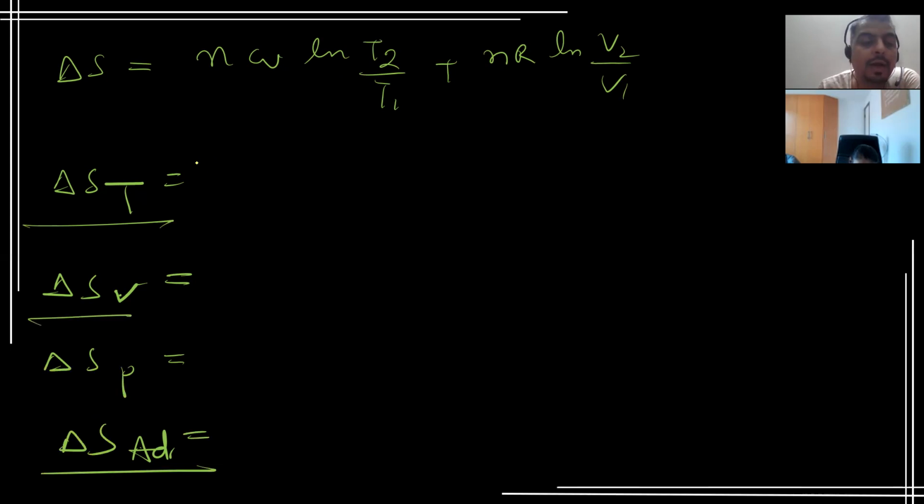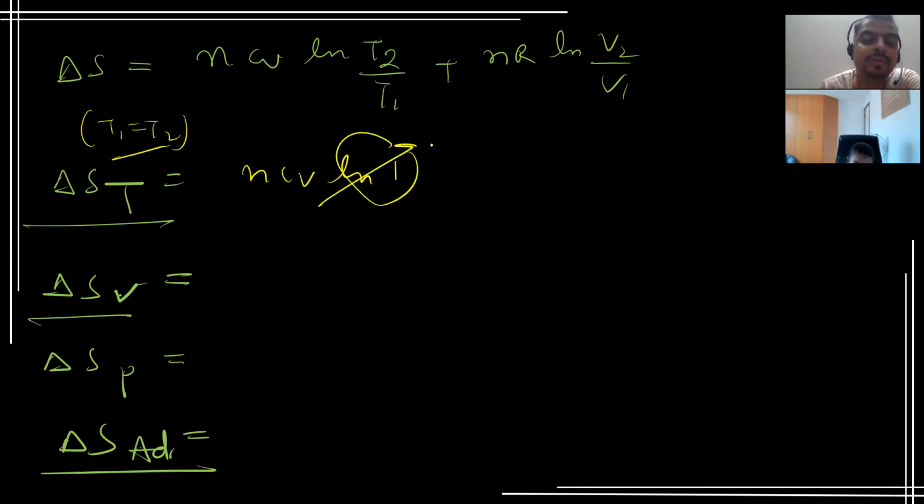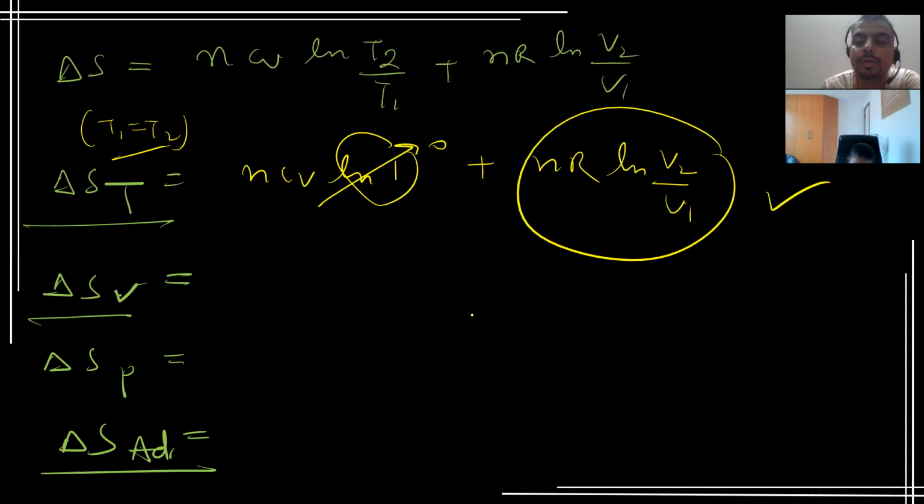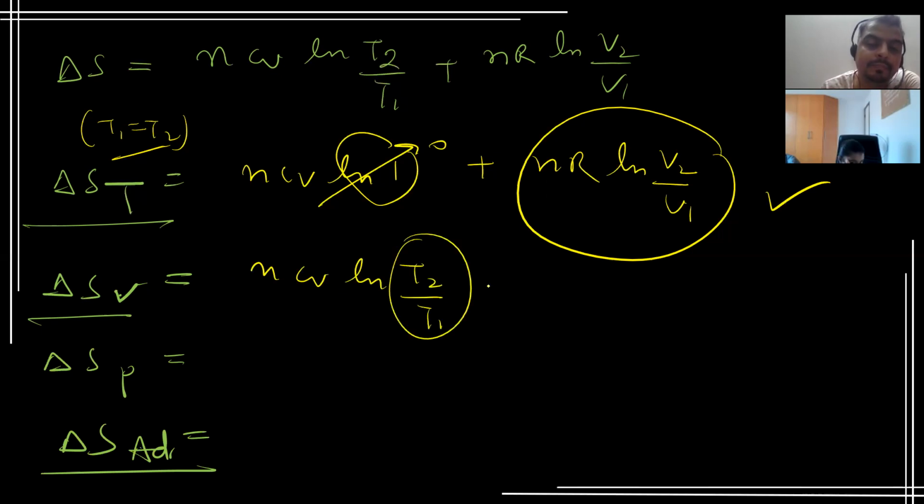So you see, isothermal means T1 equals T2, so this becomes nCv ln 1. ln 1 means 0, so the formula becomes nR ln V2/V1. Any doubt? No. Okay. Isochoric means V1 is equal to V2, so nR ln V2/V1 cancels out. It will become nCv ln T2/T1. Cool.